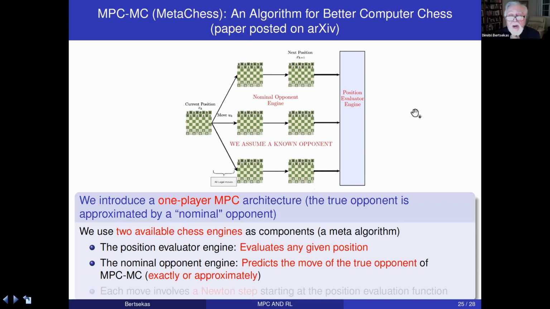Right. You're talking about a two-player minimax problem where the second player is approximated by a stochastic prediction. Yes.